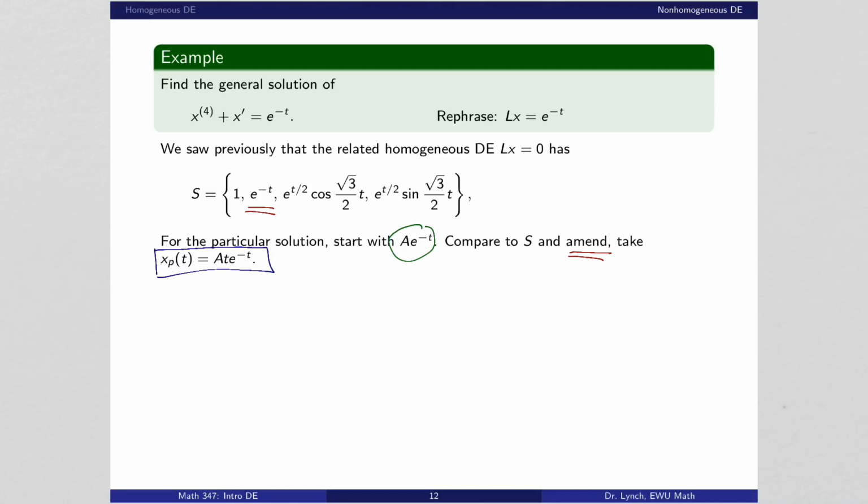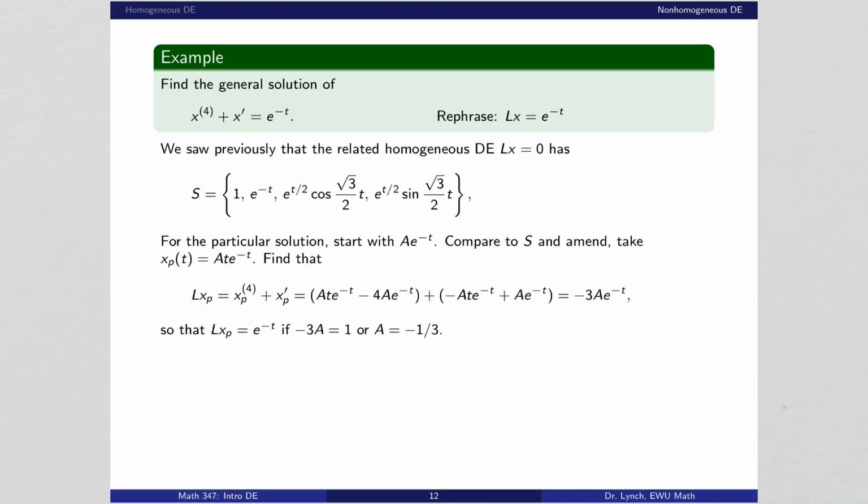So of course, in order to plug into our differential operator, we need the first and fourth derivatives, and I've written them here, the fourth derivative just using the product rule a few times. And of course, here is the first derivative, just using the product rule once. Okay, so simplify, simplify, simplify. You can see that the terms with the t e to the minus t cancel out, and we end up with a term of the form negative 3a e to the minus t. We'd like this to be plain old e to the minus t, and that can be true if negative 3a is 1, or as it turns out, if a is equal to minus 1/3.